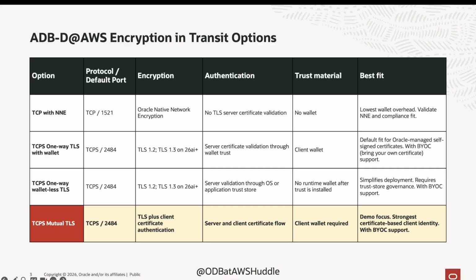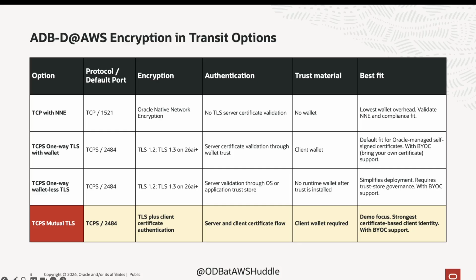The third option is one-way walletless TLS. These still use TCPS and TLS encryption, but the client relies on the operating system or application trust store rather than a runtime Oracle wallet. This can simplify deployment, but trust store governance becomes important.